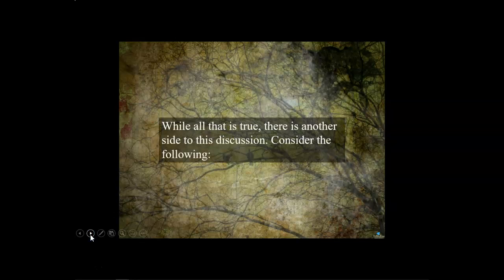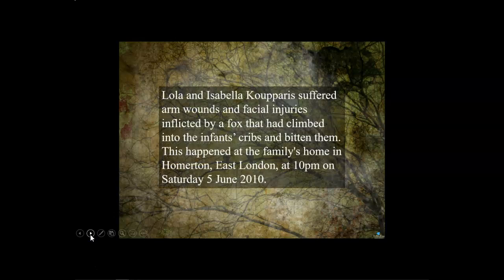While all this is true, there's another side to this discussion. So I want you to consider the following. This is something that happened. I was in England working on my PhD when this took place. Lola and Isabella Couparas, two little girls, suffered arm wounds and facial injuries inflicted by a fox that had climbed into the infants' crib and bitten them. This happened at the family's home in Homerton, East London, at 10 p.m. on Saturday the 5th, June 2010.